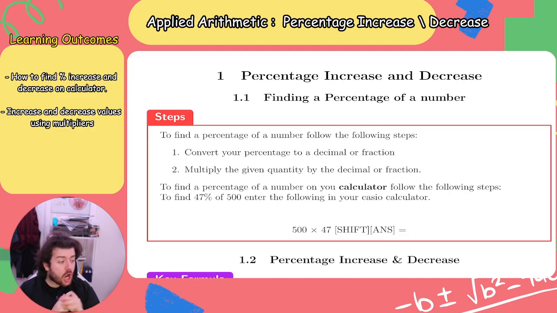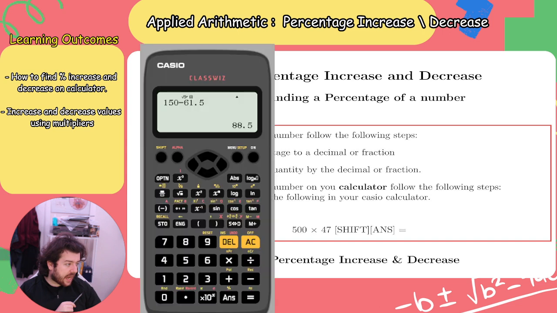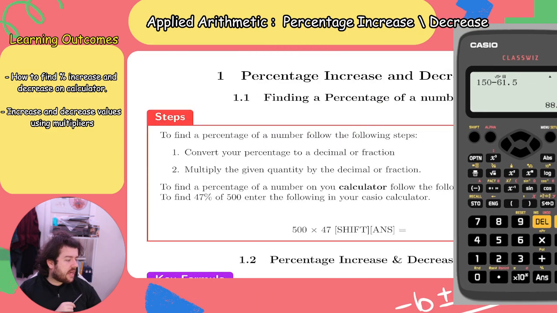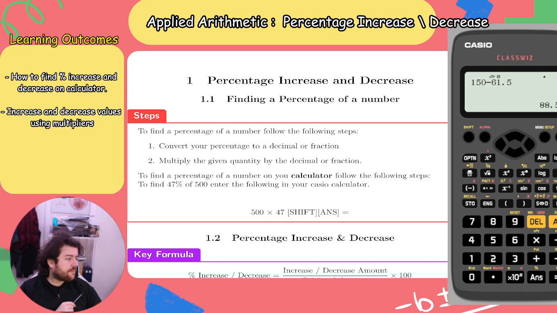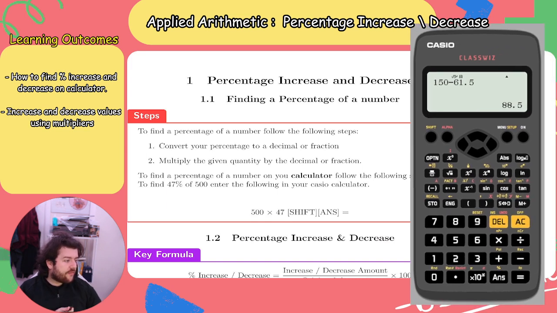Now we can also do this on our calculators. Let me zoom out here. So I have my calculator here. If I want to find, say, 47% of 500, we follow these steps in my calculator. So I'm going to write 500, and I'm going to multiply it by the percentage I'm trying to find. So 500 multiplied by 47.